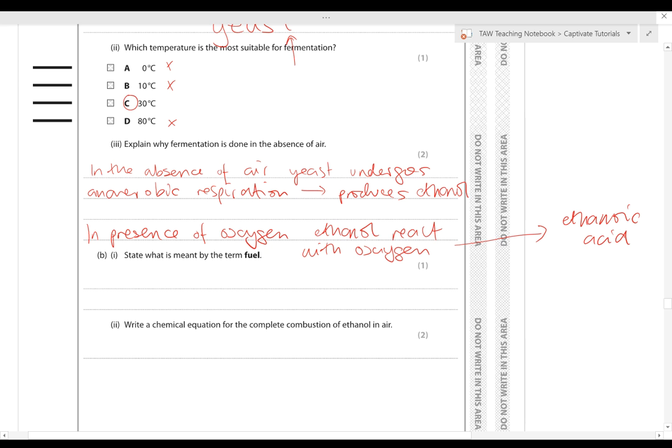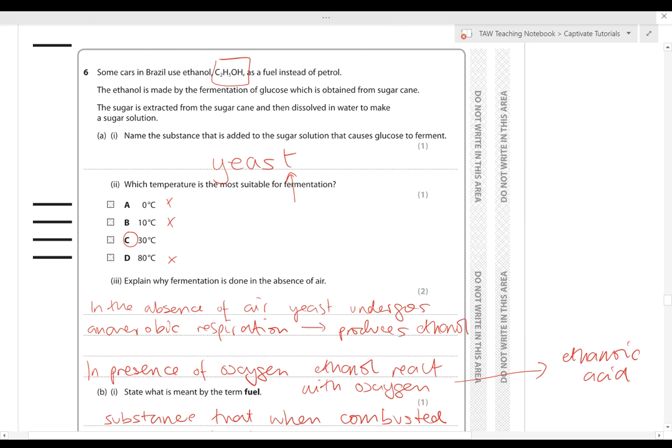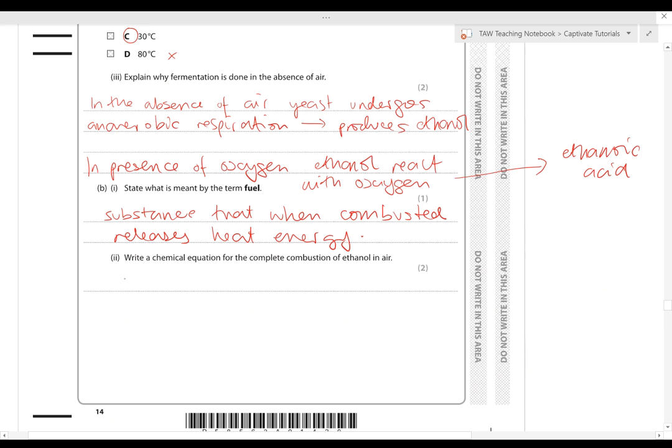Now, ethanol is a fuel. The definition of fuel is a substance that when combusted, so when we react it with oxygen, releases heat energy. And below we've got to write a chemical equation for the complete combustion of ethanol. So ethanol, as we see up here, has this molecular formula, C2H5OH, and it's combustion, so it's reaction with oxygen.